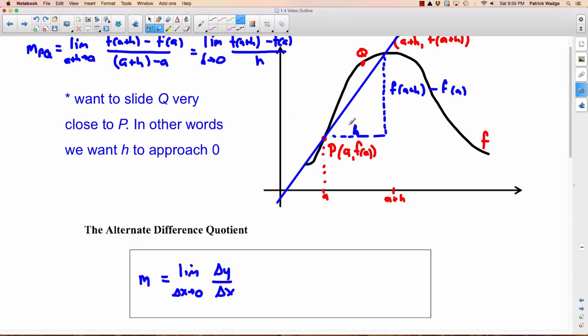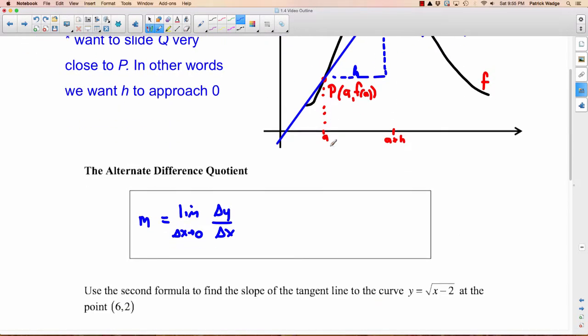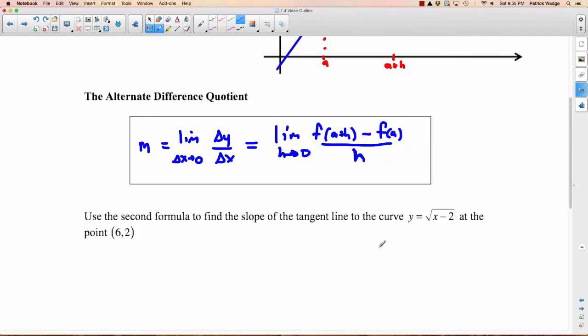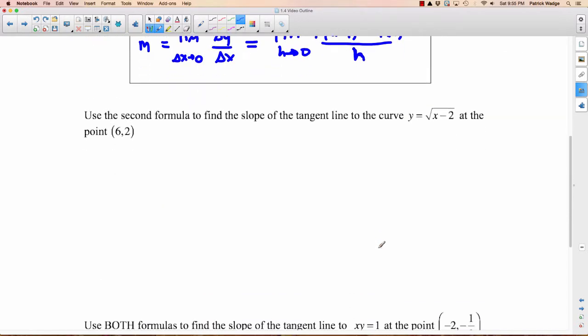We want this Q to be as close to P as possible. And what we've just seen above is that this is equal to the limit of f of a plus h minus f of a, all divided by h, as h approaches 0.